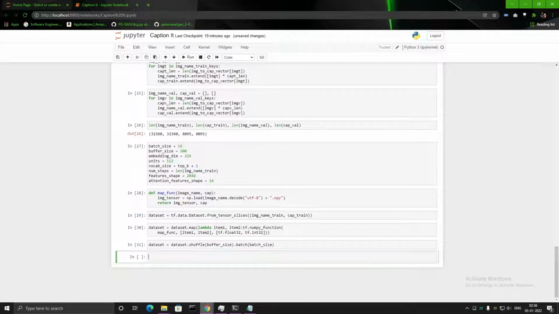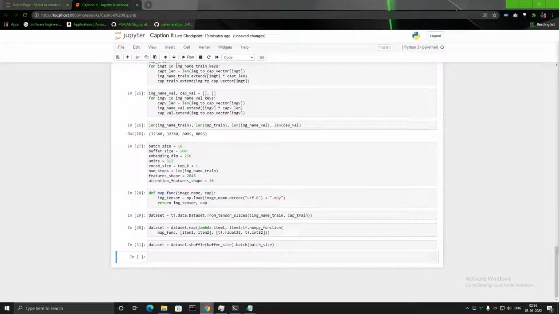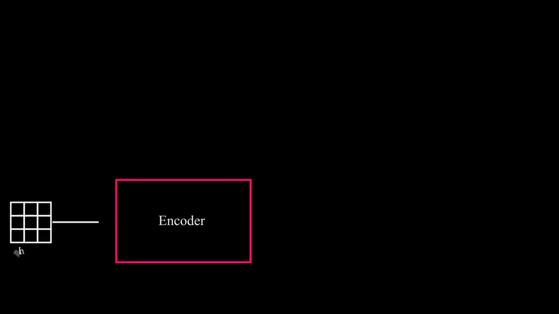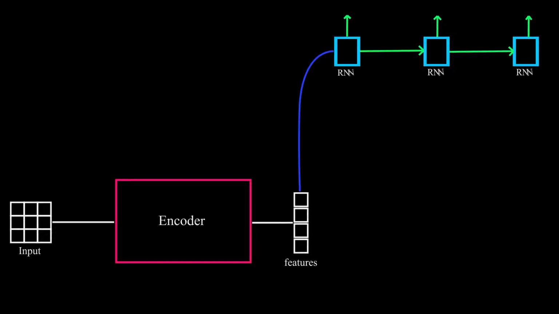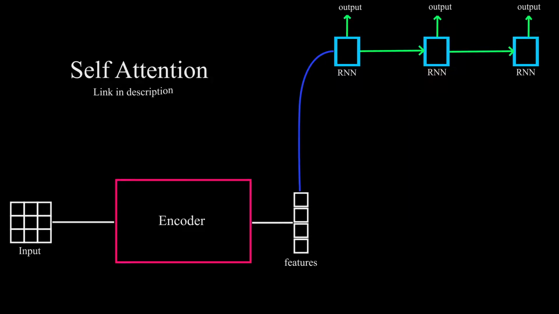And now it's time to make the model, but let's understand the architecture first. We have an encoder that takes an input and outputs its features. Then those features will go through a decoder which will output a sentence. Pretty simple, right? Well, it is, but in order to make our model generate more accurate results, we'll use something called self-attention. I've already made a video on what it is, how it works and why it's needed. You can watch it from the link in the description.